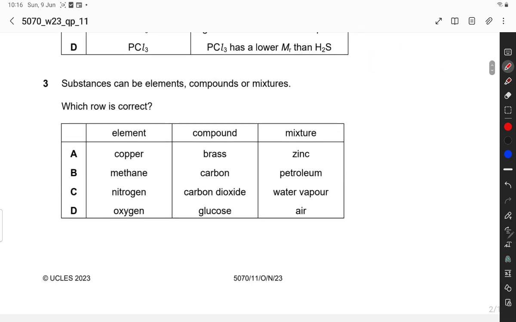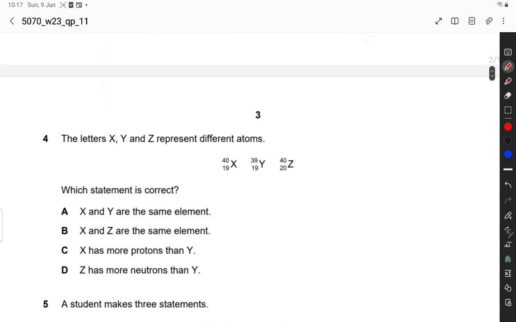Substances can be an element, compound or mixture. Which row is correct? Copper is an element, brass is a mixture. It is incorrect. Zinc is an element, so it is also incorrect. Methane is a compound, so it is not an element. Carbon is an element, it is not a compound. Petroleum is a mixture. Yes, this is correct. Nitrogen is an element, carbon dioxide is a compound. Water vapor is not a mixture, it is a compound. Oxygen is an element, glucose is a compound, air is a mixture. So D is the correct option.